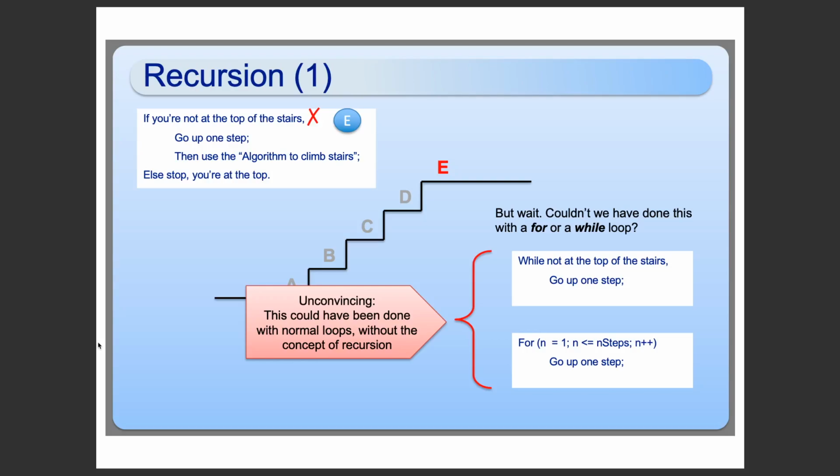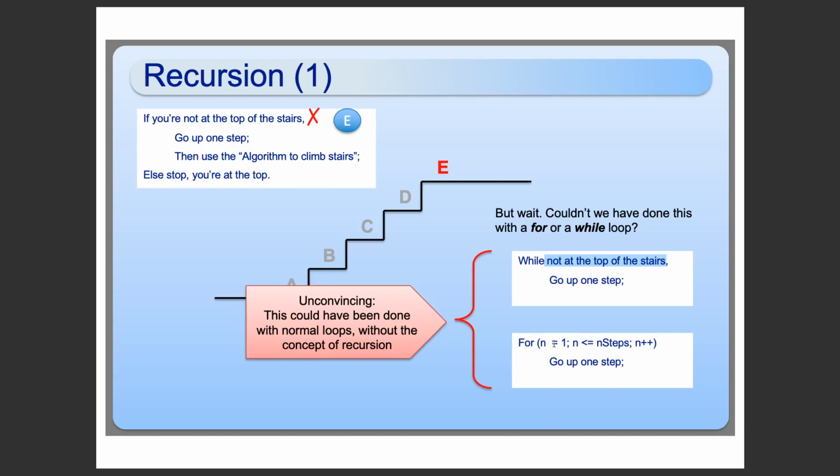That's a pretty contrived and simplistic example. In fact, it's not a very good example of recursion because you could have just used one of the loops that we have already looked at. We could have used a while loop, and we've got some while pseudocode here. While we're not at the top of the stairs, that's the expression for the while loop, go up one step. This will become false when we reach the top, so it does the same thing.